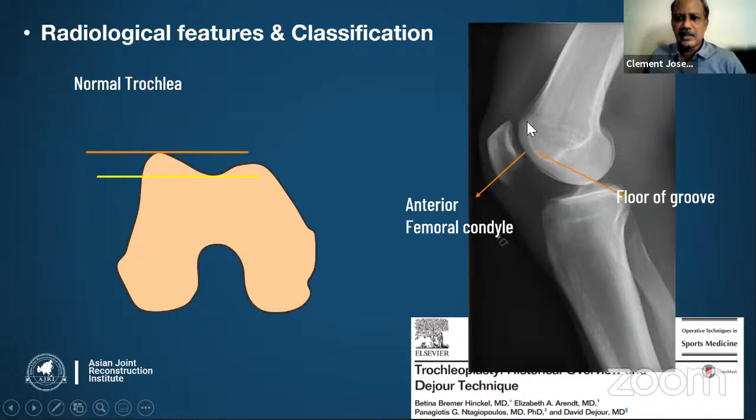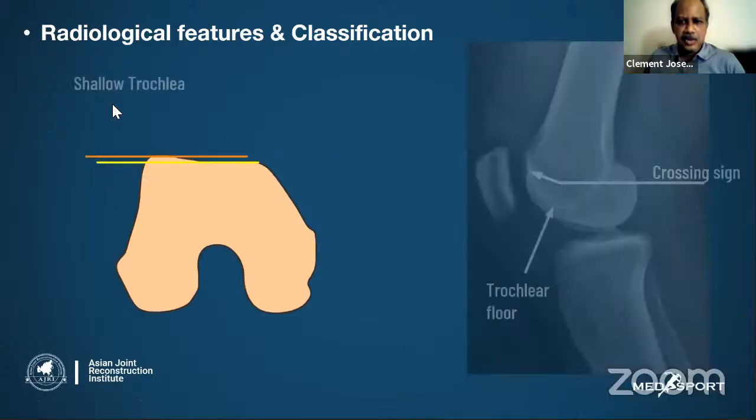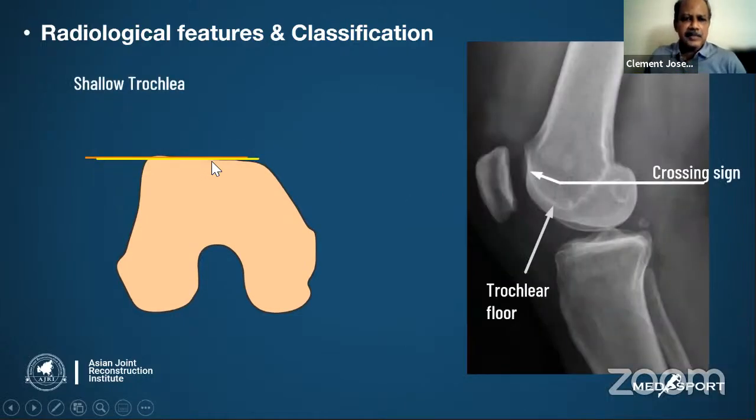They don't cross each other until the anterior femoral cortex. So this is very important. These parallel lines which never meet indicate a normal shaped trochlea. In case of a shallow trochlea, you can see on the left side, the floor merges with the roof here. And this is reflected as a crossing sign in this X-ray, where you can see the floor, the radiological line depicting the floor, crossing and meeting with the anterior femoral condylar line.